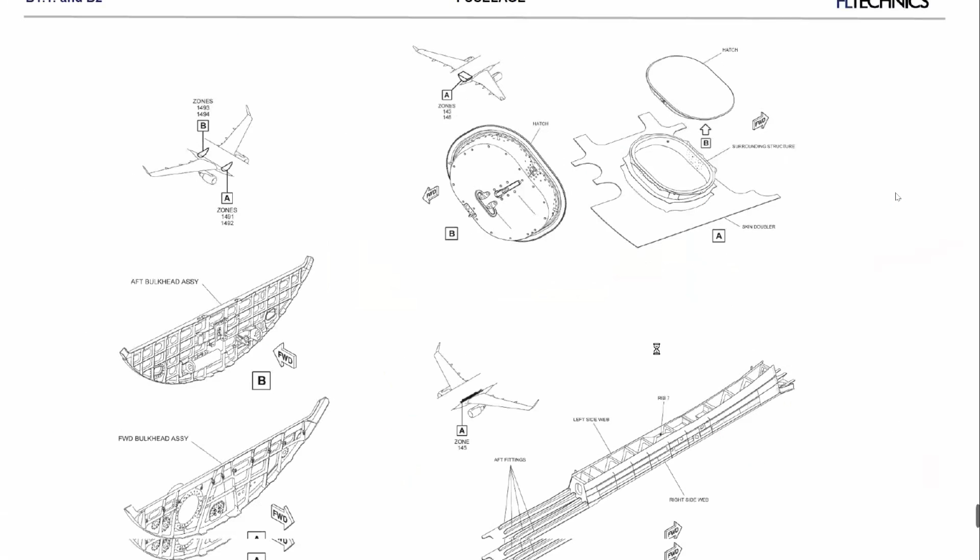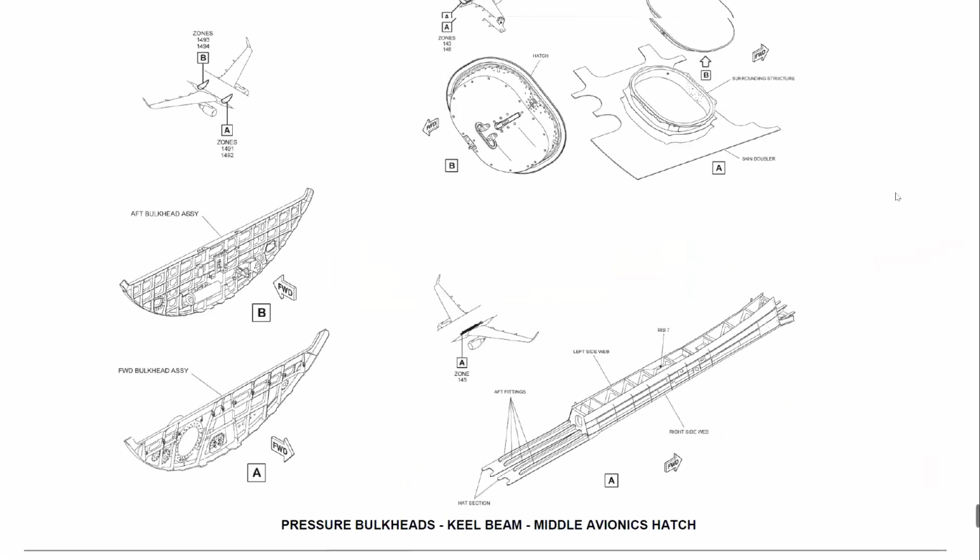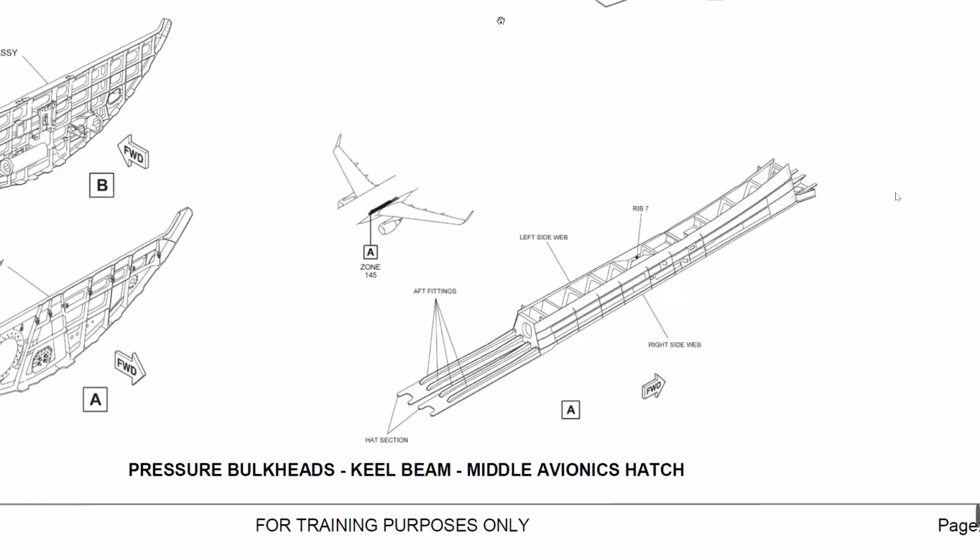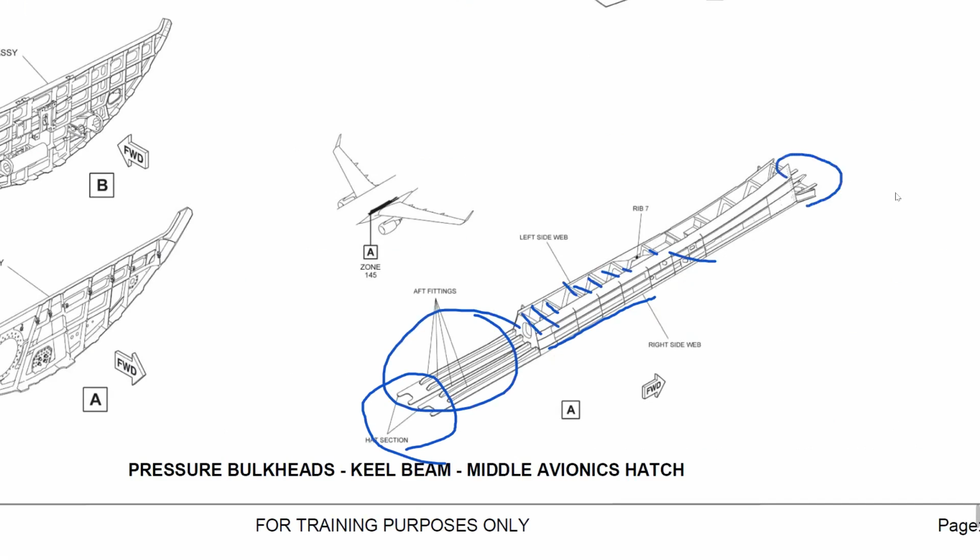So this is our Q beam, this is the head section, that is something specific here for the Q-beam. We have the left and the right webs here, and inside we have ribs, and these are our fittings. The aft fittings and here forward. This is the component which is keeping the integrity of this center fuselage.